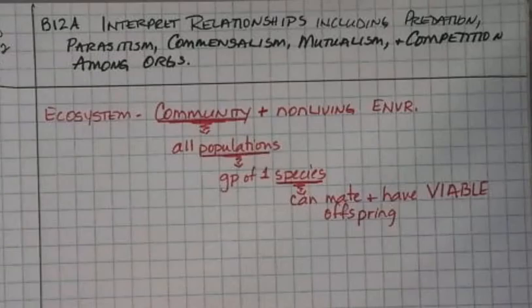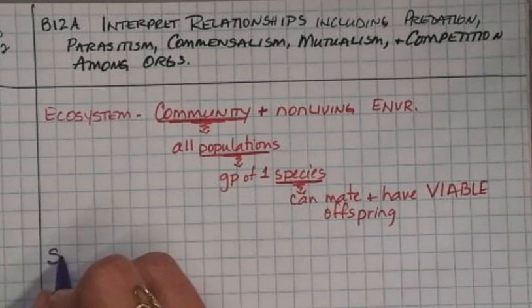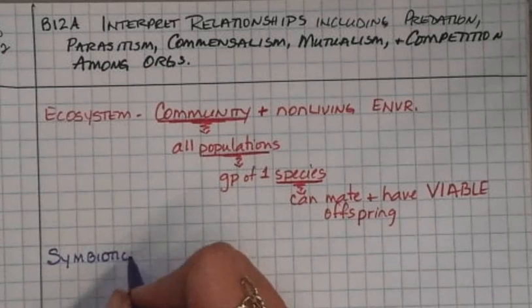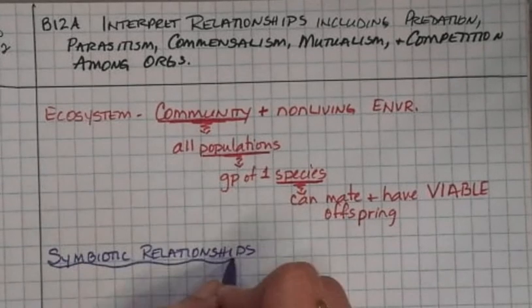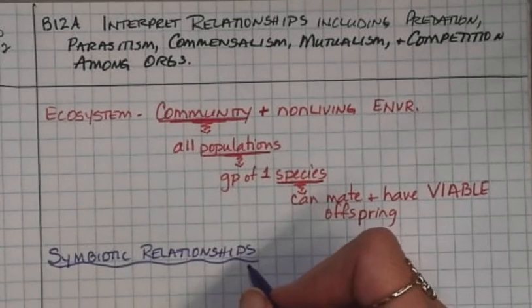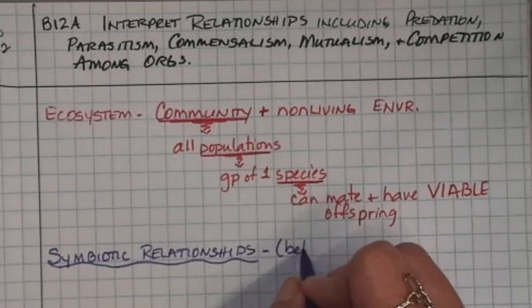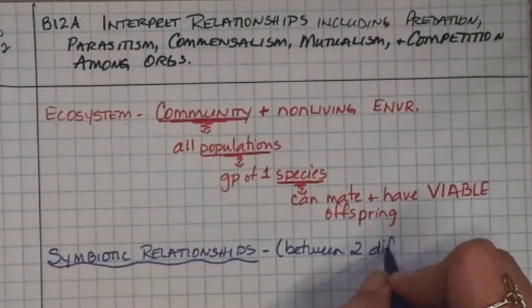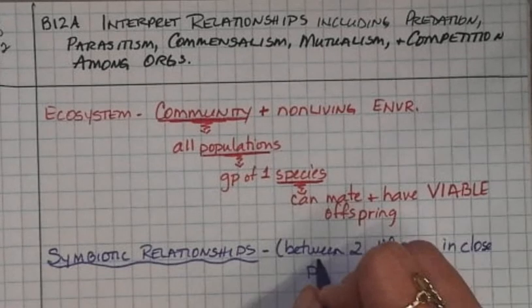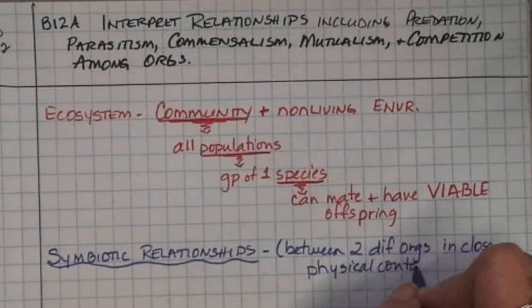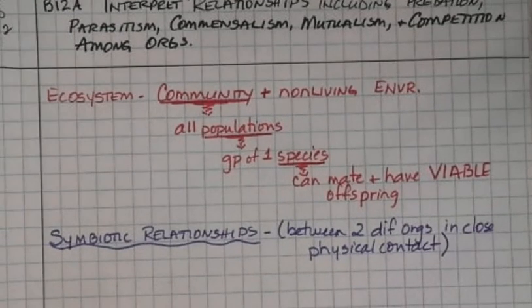So the next thing we're going to do, once we have that ecosystem, is look at the many relationships within it. Some relationships are symbiotic. That means they live closely together. Symbiotic relationships are relationships between two different organisms that are in close physical contact. You know some about these. If you've had a tick or fleas on you, that's a relationship. It might not be a happy one for everyone, but it's in close physical contact.